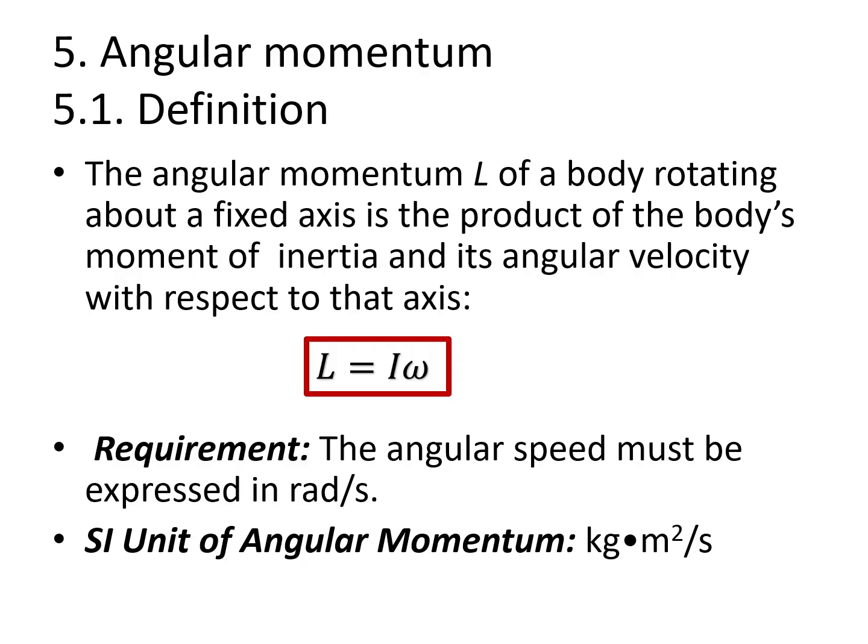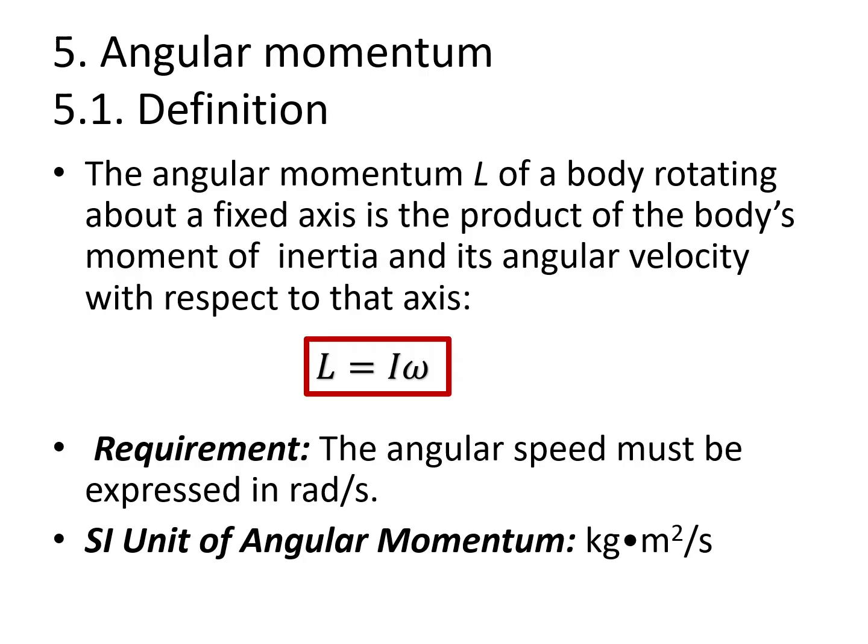That detail is important. If angular speed is given in revolutions per second or revolutions per minute, we usually convert it to radians per second before calculating angular momentum or rotational kinetic energy. The SI unit of angular momentum is kilogram meters squared per second. This unit comes from multiplying moment of inertia, measured in kilograms meters squared, by angular velocity, measured in radians per second. The radian is treated as dimensionless in this unit.